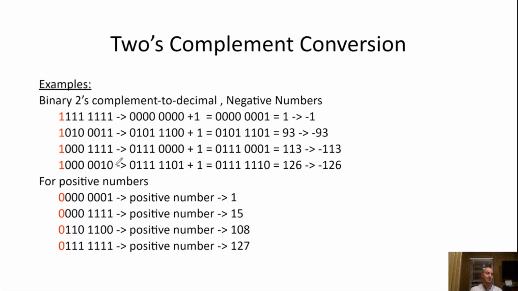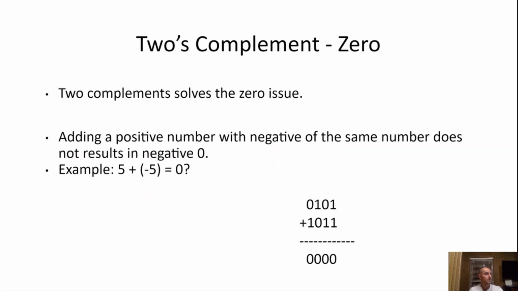So these are all the same examples. Positive numbers, there is nothing to it. It is positive, we haven't done 2's complement on it, we just put it as is. So we just do the powers of 2 and add. Very simple. So this is a good thing that I wanted to tell you.